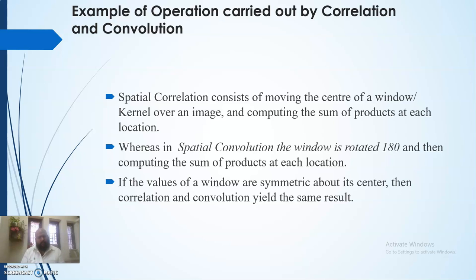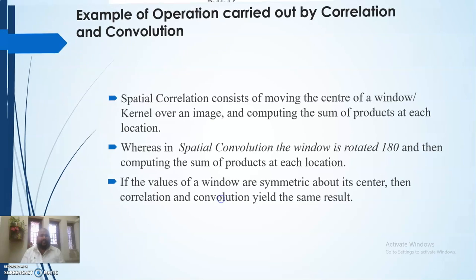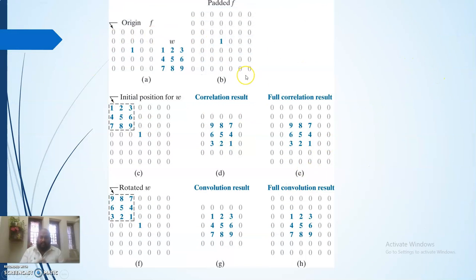The operation is carried out by moving the center of a window over an image and computing the sum of products at each location. In case the values of a window are symmetric about its center, then correlation and convolution yield the same result. I think we can see this in the illustration. This is the pixel values of the image, and this is the coefficients of the window. Now we are carrying out the filtering of the image with the help of the filter window. The operation can be carried out either using correlation or using convolution.